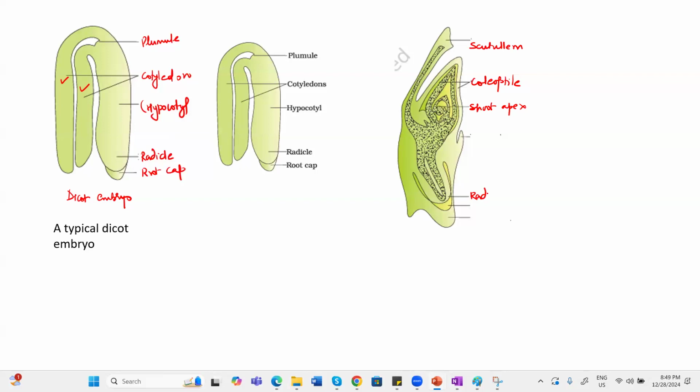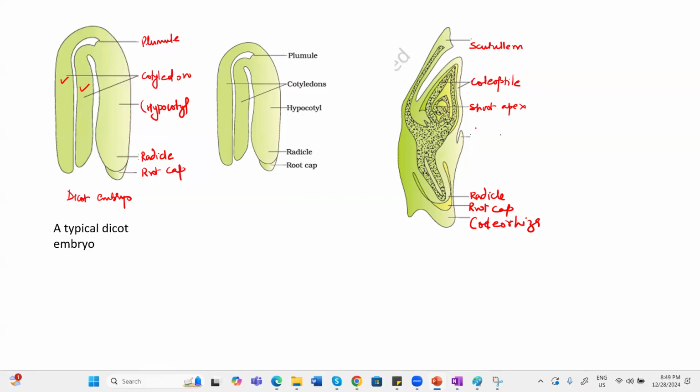Now this is your radicle, root cap, and radicle is protected by an undifferentiated sheet that is known as coleorhiza. Up till here you are comfortable.